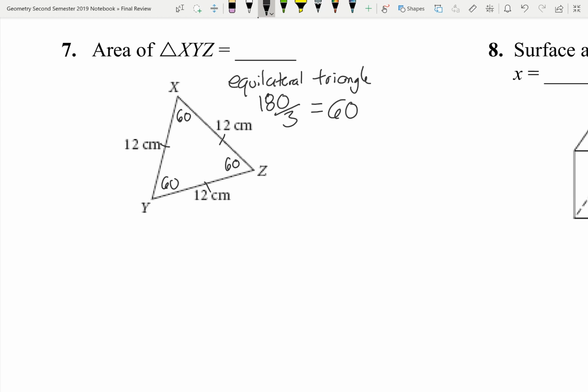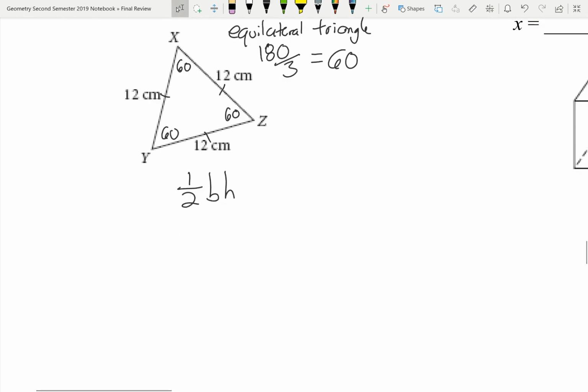So the area of that triangle is 1/2 base times height. Well, the base has to be 12. No matter what side I pick to be the base, it's going to be 12. But what about the height? What's the height going to be?